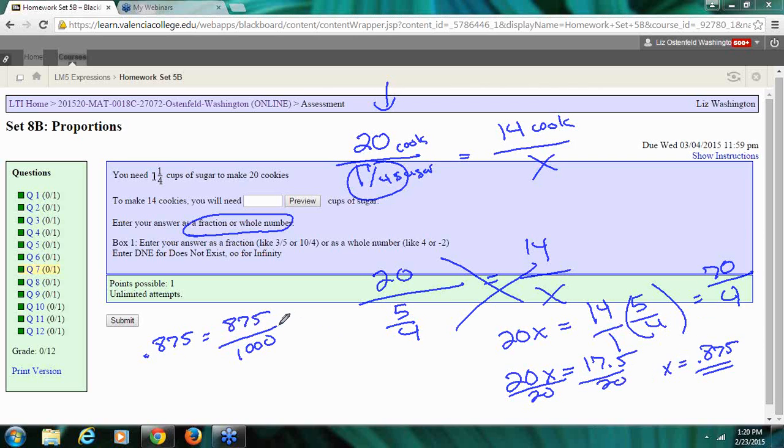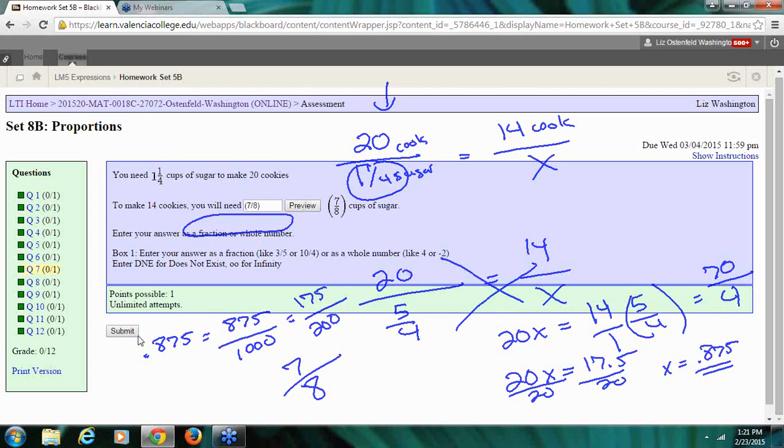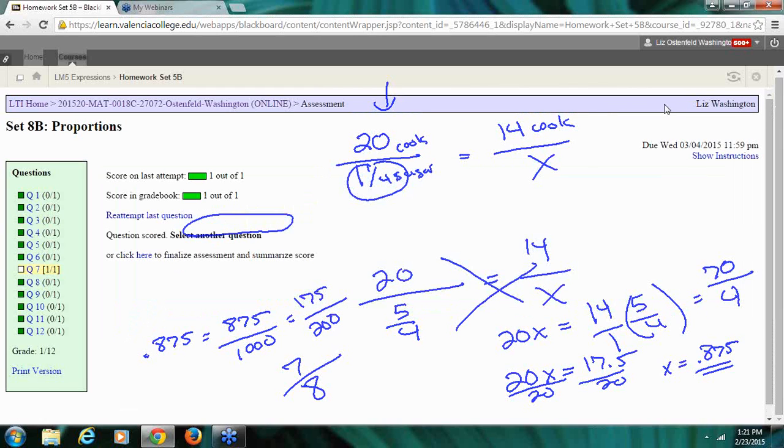So I'm going to divide 875 by 5, and I'm going to get 175. I'm going to divide 1,000 by 5. I'm going to get 200. As you can see, we can keep going. So let's see, 175 divided by 25 equals 7, and 200 divided by 25 equals 8. So I'm actually going to type in 7 over 8. And I am going to use parentheses. Hopefully it's okay with that. And you should always preview. It did. Okay.